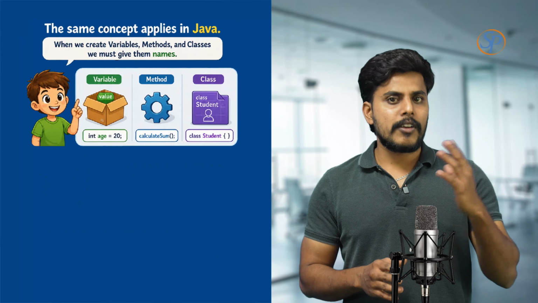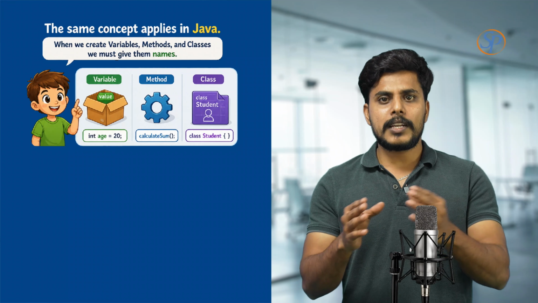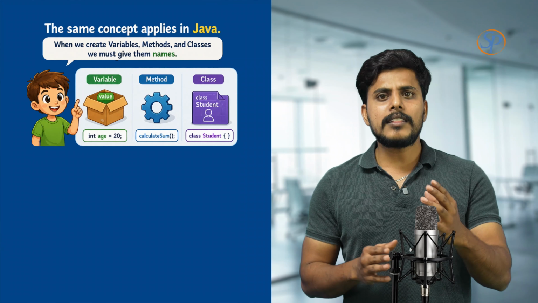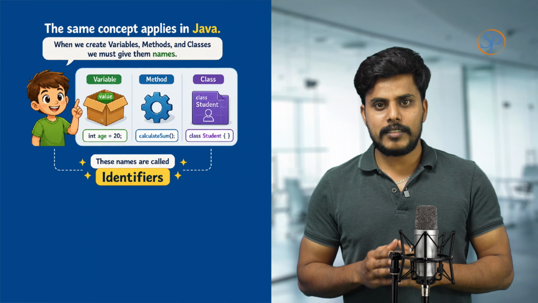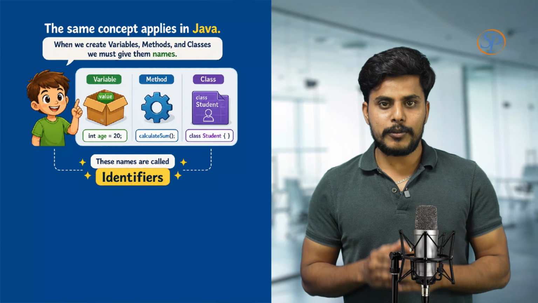When we create variables, methods, classes, we must give them names. And these names are called identifiers. Now let's understand this practically using code.